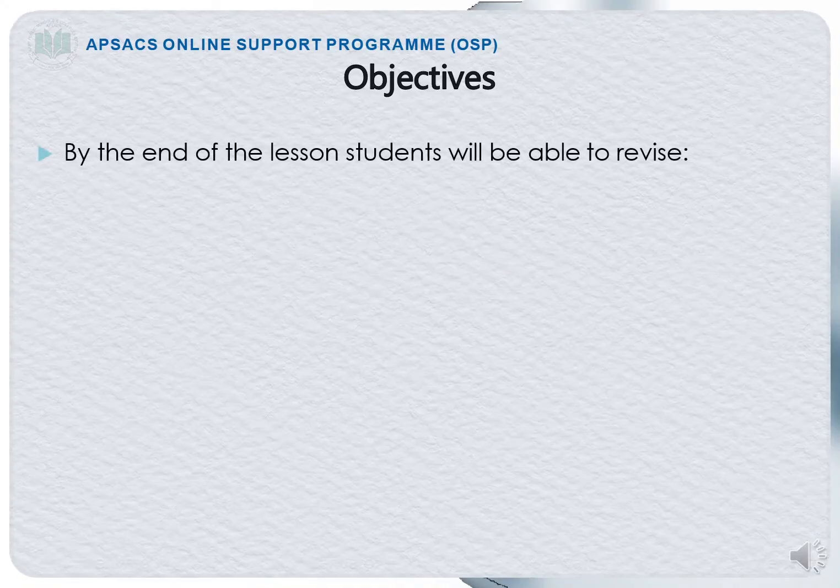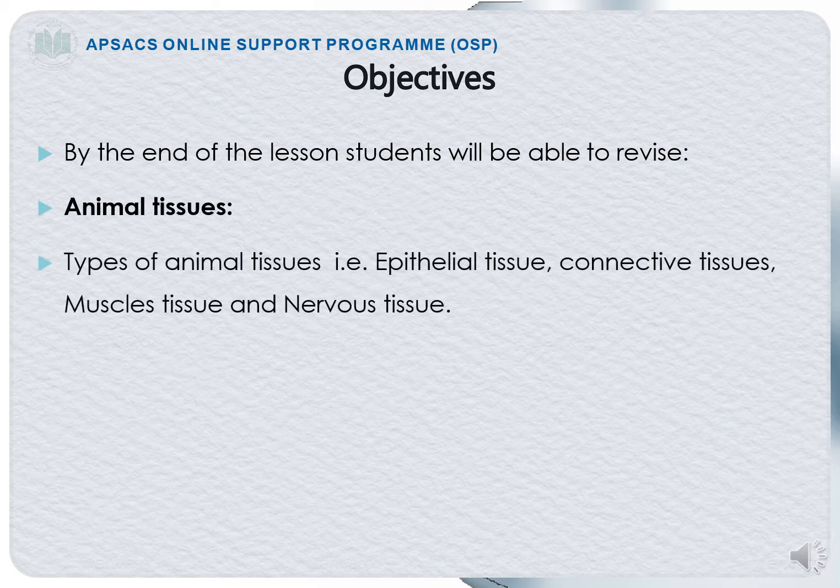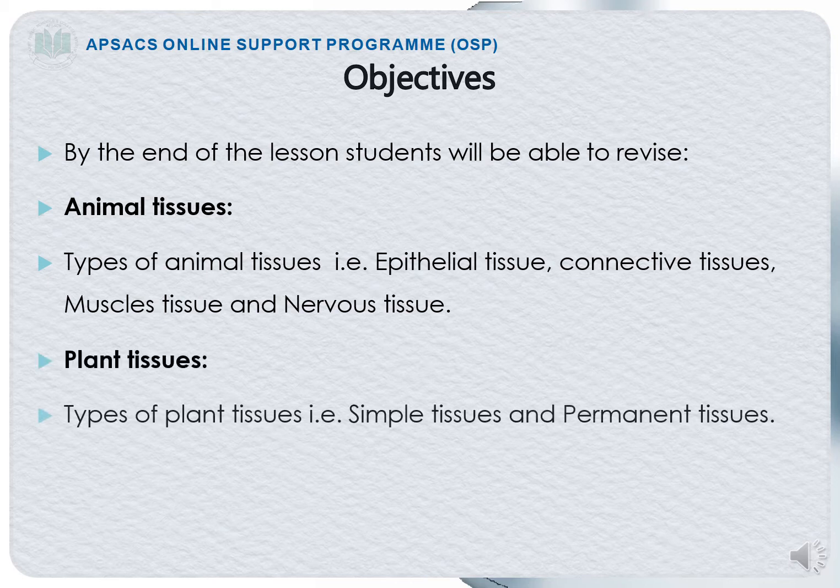Objectives. By the end of the lesson, students will be able to revise animal tissues, types of animal tissues, that is epithelial tissue, connective tissues, muscle tissue and nervous tissue. Plant tissue. Types of plant tissues, that is simple tissues and permanent.